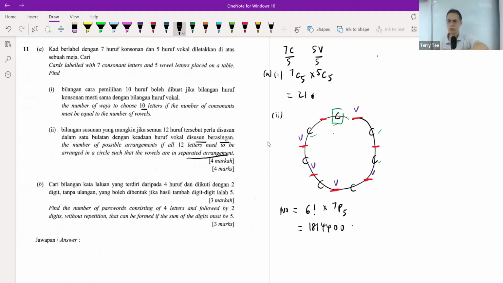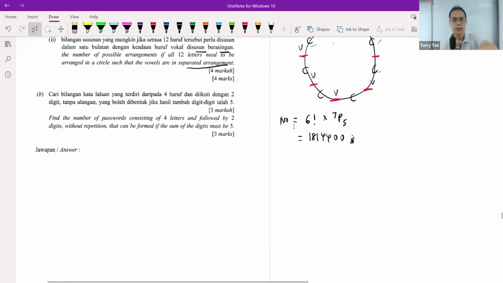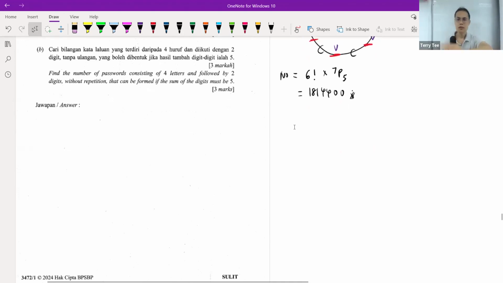Now, just so you know, I cannot agree with the answer in the marking scheme, so I will stick to this answer. I think this is the right way to do it. You fix the consonants and then you place a vowel in between the consonants. Okay, all right, that is part 2. Let's move on to part 3.